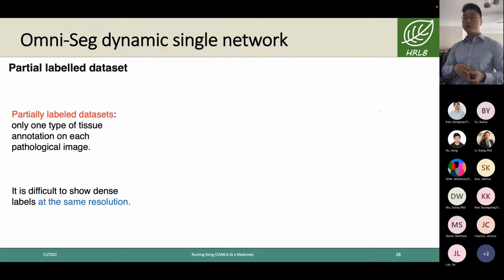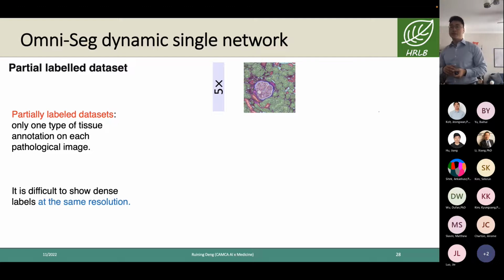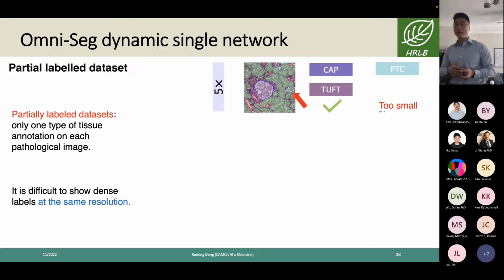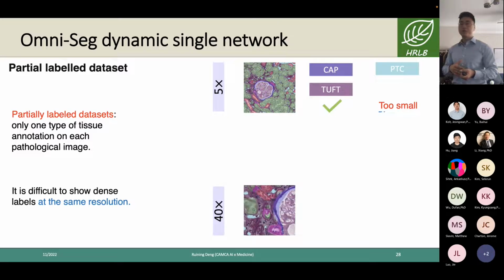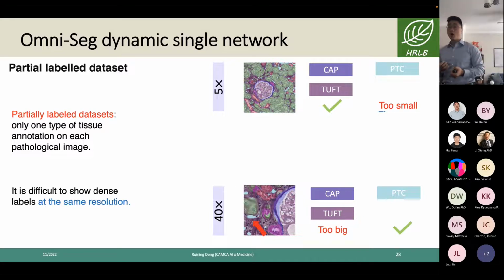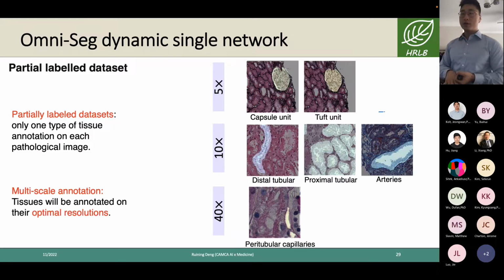And the second issue for partially labeled datasets is that it's very difficult to show dense labels at the same resolution. For example, if we look at the previous regions at 5x resolution, it's very clear to see the glomerulus, which is capsule and tuft here. However, if we try to look at the small object PDC, the light blue area, it's very small to annotate or recognize. However, if we zoom in to 40x resolution, the capsule and tuft is too big, and also it's not complete to understand. However, at this resolution, the PDC is very good to annotate or recognize. Therefore, we cannot show all of the tissue annotation or segmentation results at the same resolution. Therefore, for pathological images, we need multi-scale annotation with partially labeled data, because tissue will be annotated under optimal resolution.